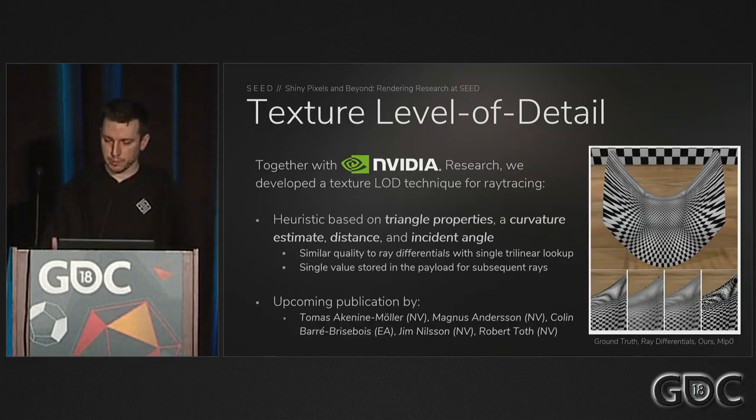Briefly, the heuristic is based on triangle properties, a curvature estimate, distance, and the incident angle. And what's really cool is that we get similar quality to ray differentials, and we only store a single value in the payload for subsequent rays. We don't have enough time today to cover this, but I expect an upcoming publication on this topic. But yeah, you have to do a heuristic for now.